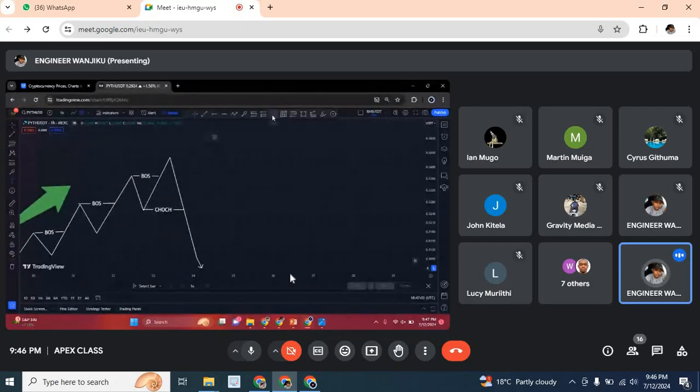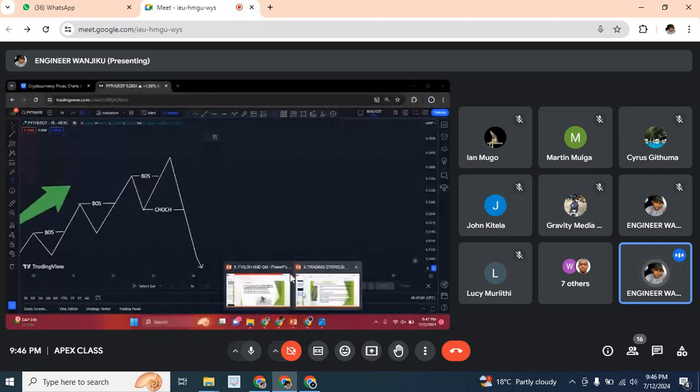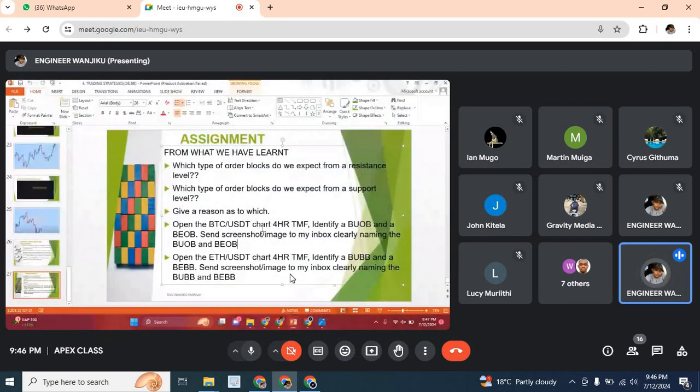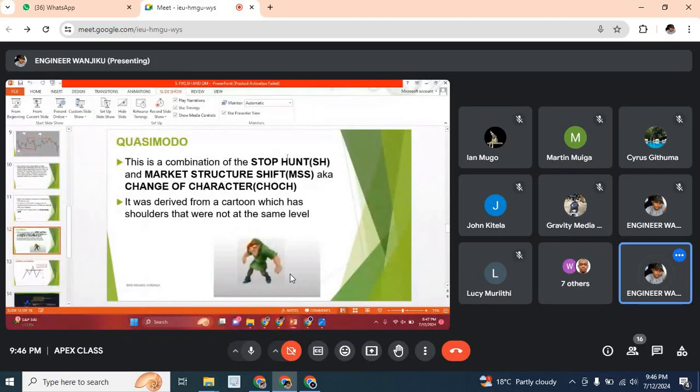Perfect. So this is what we call the break of structure. This is an uptrend, first of all. Then you're having break of structures on these levels. Then we have a change of character. Remember what you're saying, that a Quasimodo pattern. What does a Quasimodo pattern encompass? It's a combination of a stop hunt and a change of character. Remember what we said about the stop hunt is when the market stops you out of a trade. And a change of character.